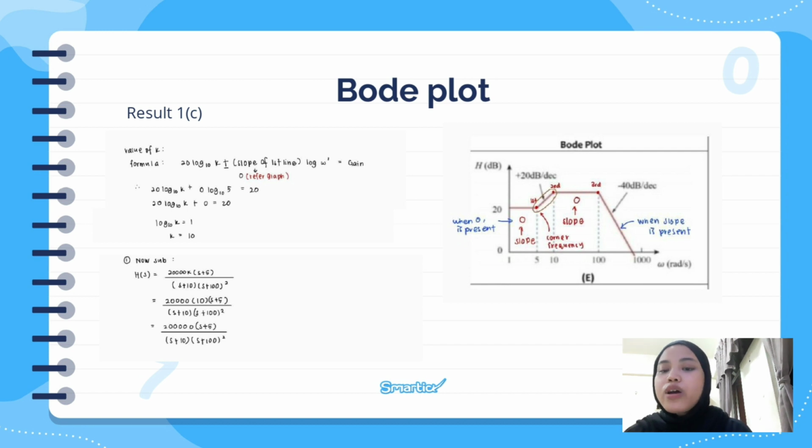Now we put the first, second and third corner frequencies in the H(s) equation. We will get 2000 k (s plus 5) over (s plus 10)(s plus 100) squared. Then we multiply 2000 with the k value that we got, which is 10, and then we get 200k (s plus 5) over (s plus 10)(s plus 100) squared.